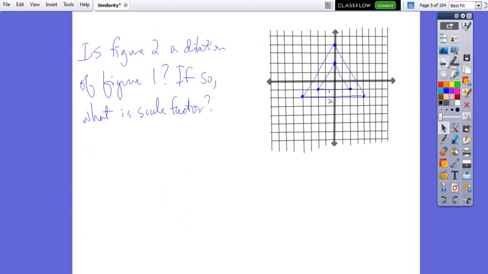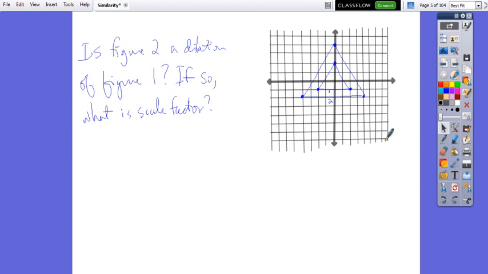Okay, is figure 2 a dilation of figure 1? If so, what is the scale factor? So here it's not asking you to graph. Don't graph anything. Let's just look at it. So figure 2 is the bigger triangle. Figure 1 is inside. The question is, is it a dilation of figure 1, and what is the scale factor?